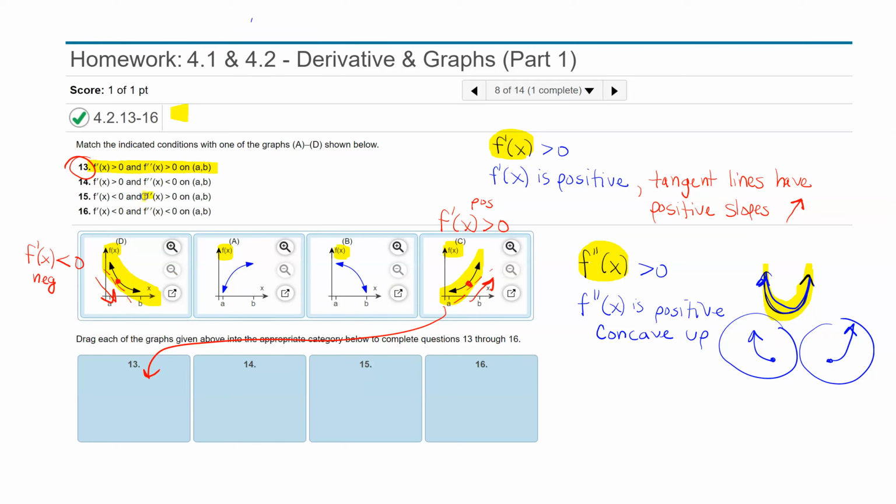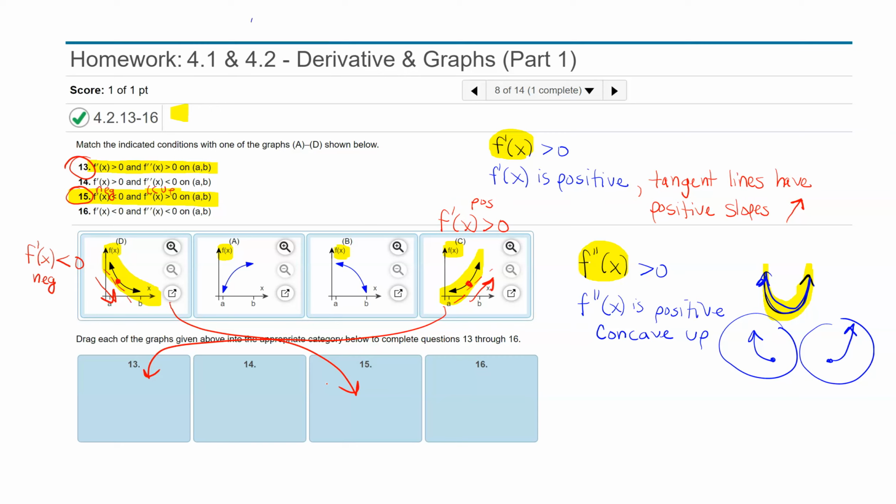Okay, so while we're on this concave up one, let's figure out what D would have to be. So the other concave up option is 15. And see how 15 says this first derivative would be negative. So I can match 15 with a concave up, but a negative sloping tangent line. And we just discovered that was going to be D right there. So I'll actually match D to 15.